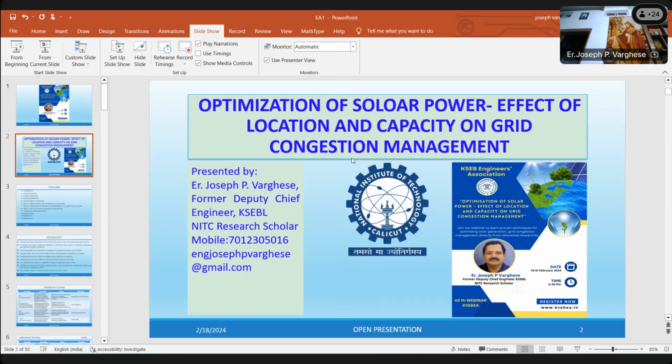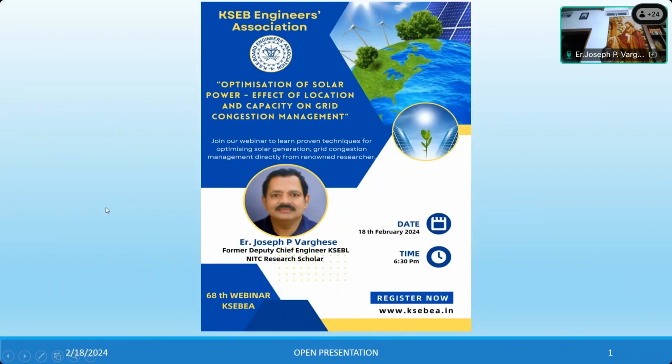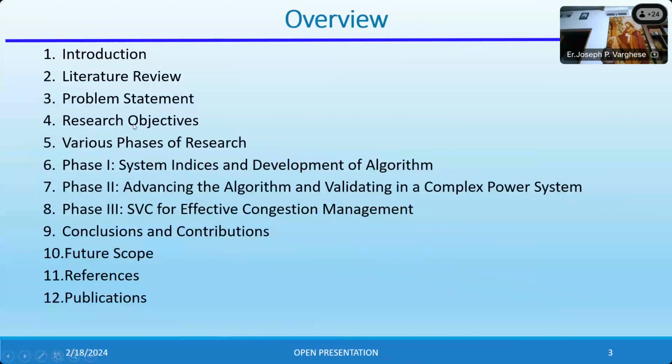Now, let's go to the overview. This presentation covers mainly introduction, literature review, problem statement, research objectives, various phases of research, and it consists of three phases. First one is the system indices and development of the algorithm. Identification of system indices and development of algorithm.